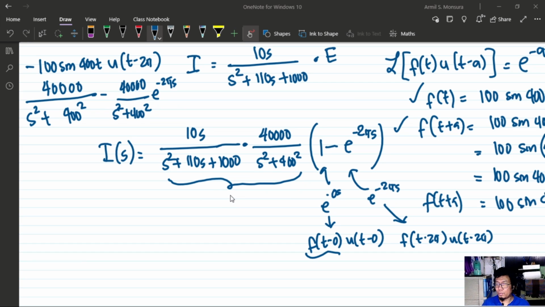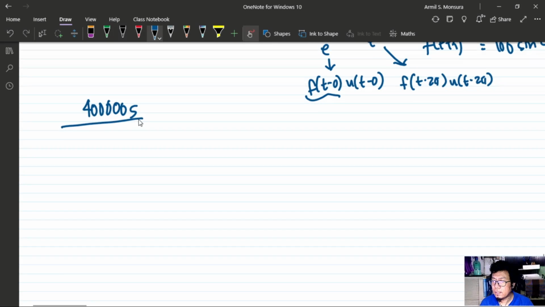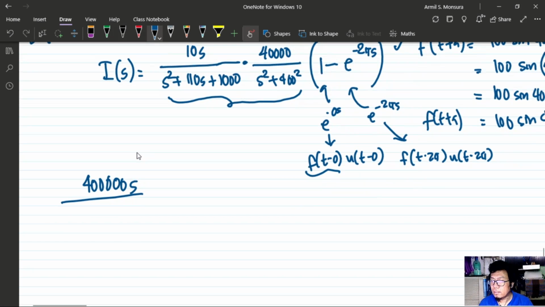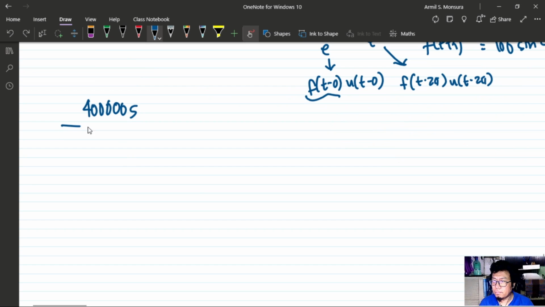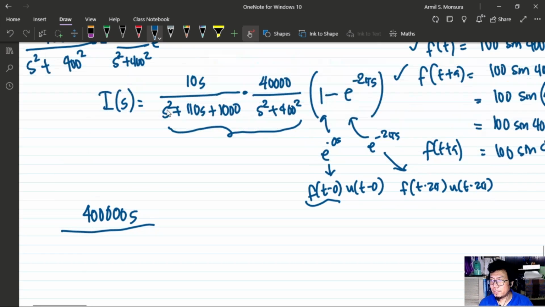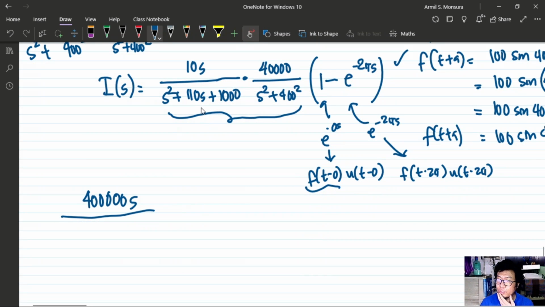So now let us multiply this. We will have something like 400,000 s divided by... I would like to take note that this quadratic factor, because you have two quadratic factors here, and obviously this quadratic factor is not factorable.